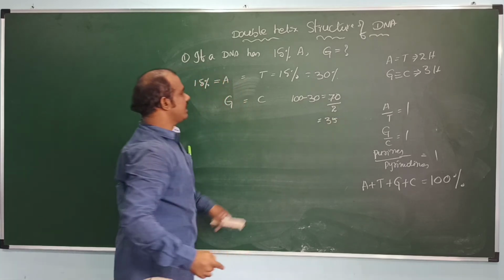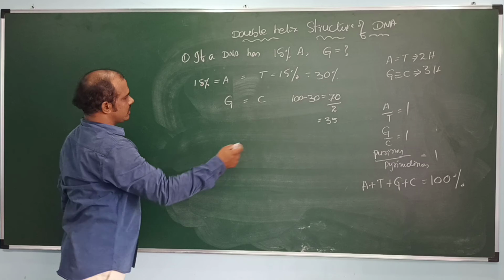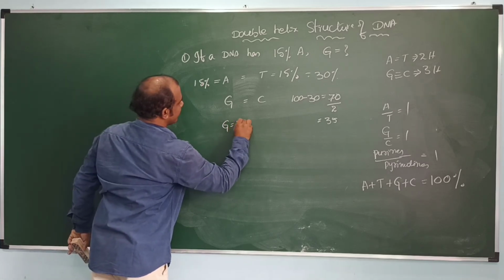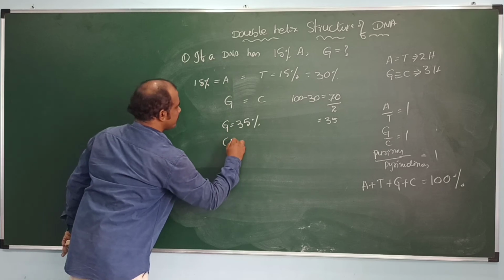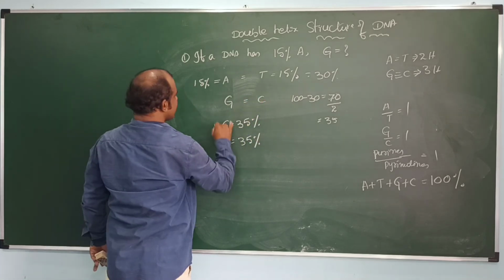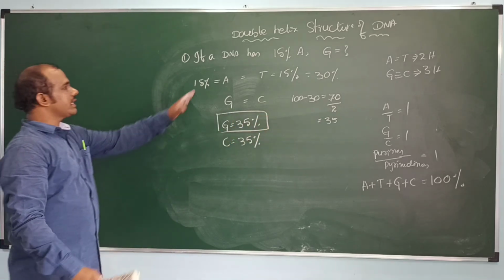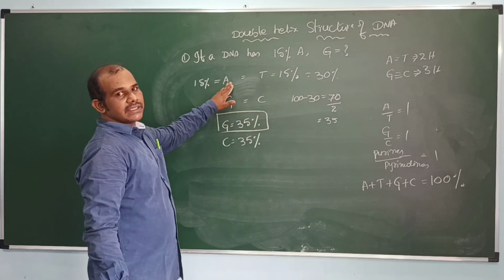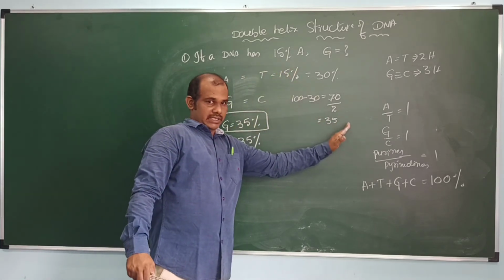We should share the 70% to guanine and cytosine. So the amount of guanine is 35%. Obviously, the amount of cytosine is also 35%. So the answer is 35%. According to Chargaff's rule, A is always equal to T, G is always equal to C.